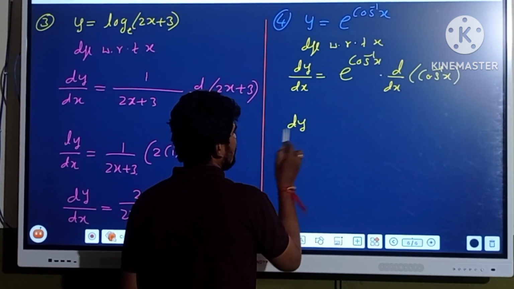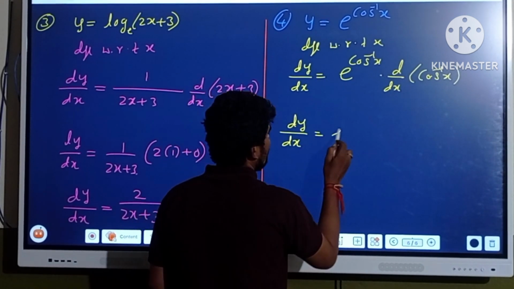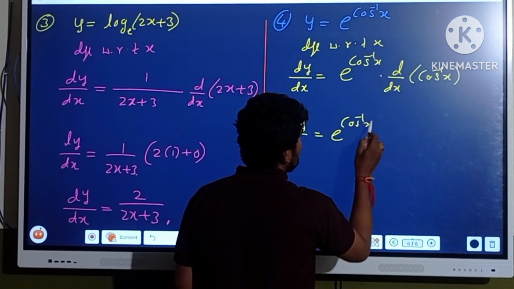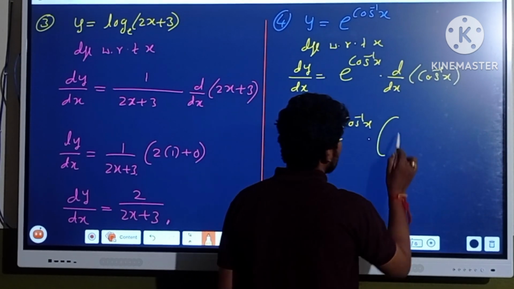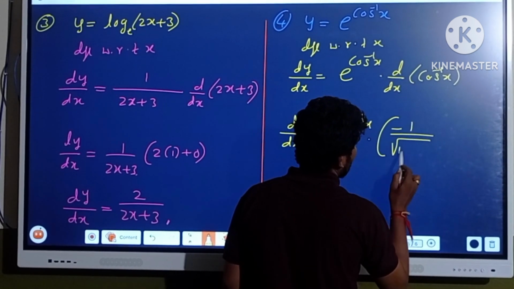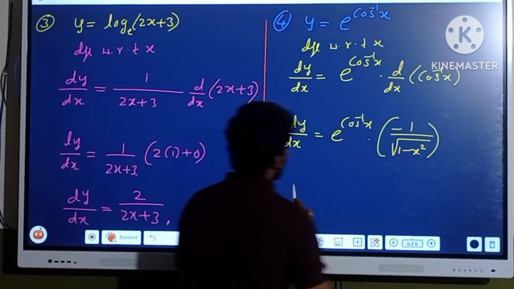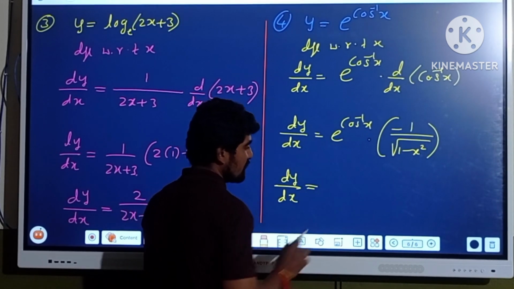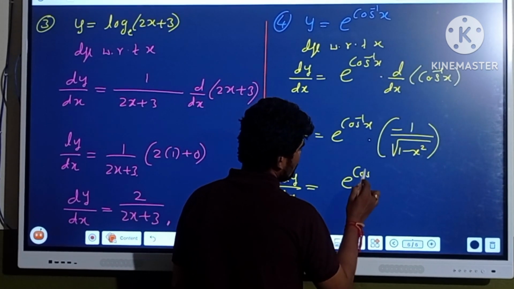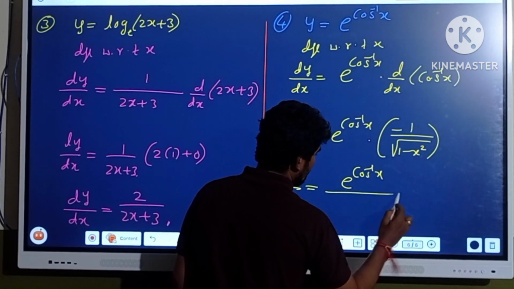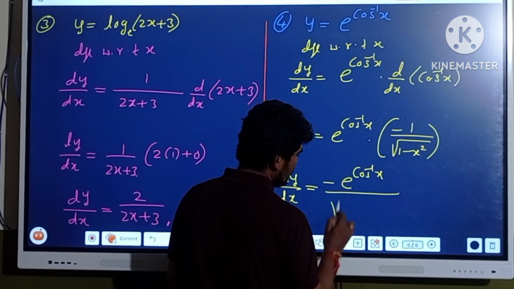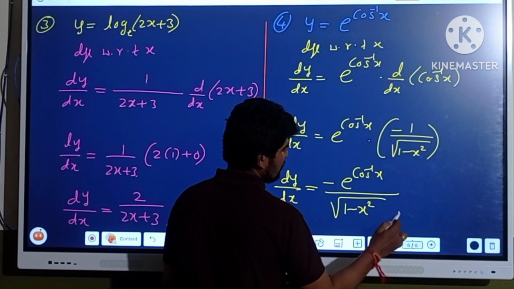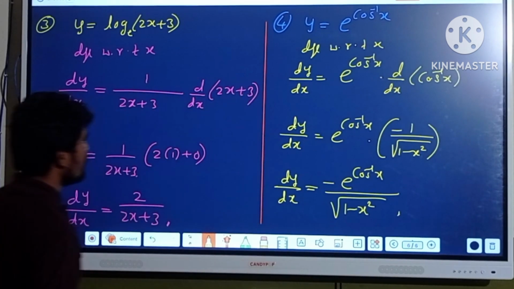Therefore, dy by dx is equal to e power cos inverse x into derivative of cos inverse x, which is minus 1 divided by square root of 1 minus x square. Therefore, required dy by dx for the given exponential function is e power cos inverse x divided by minus square root of 1 minus x square. I hope all of you understood.